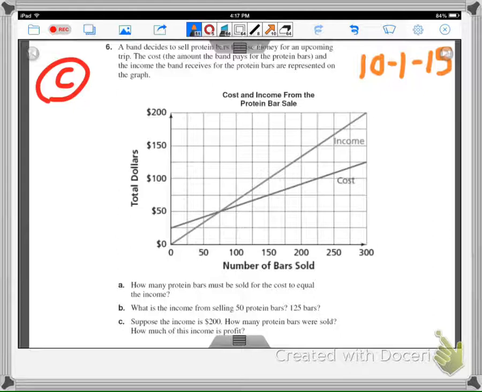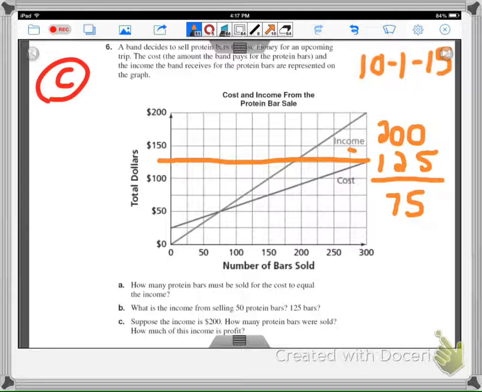So I have to take the $200, and I have to take away from that, subtract this amount right here, which was 125. That was the cost for the same amount of protein bars, which is 300, and that's going to give me 75. So it says how much of this is profit. I only made $75 profit on my 300 protein bars because some of it was cost and some of it was actually income. $75, be sure you show this math.